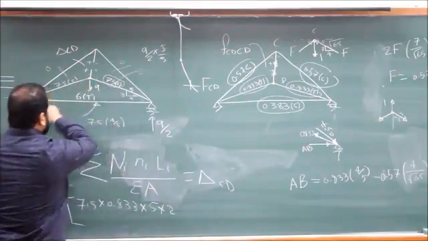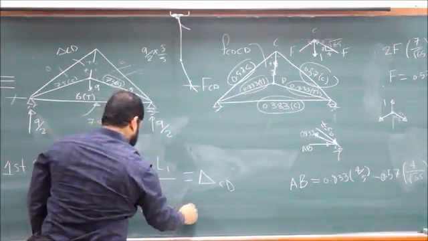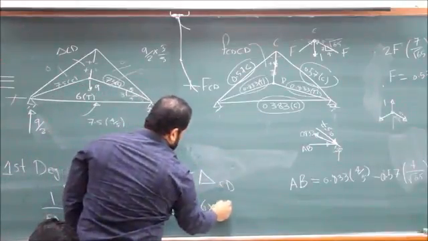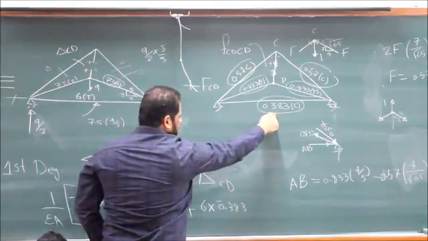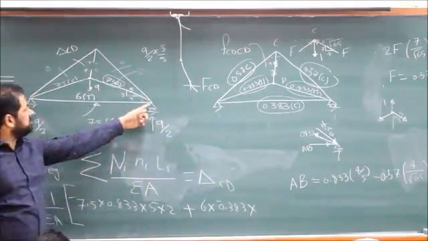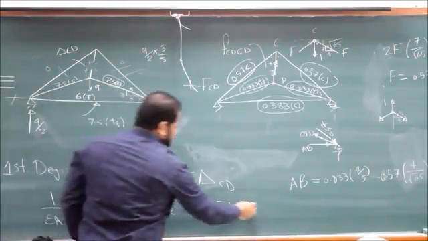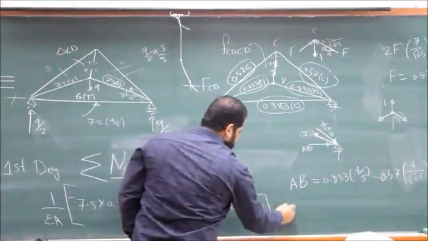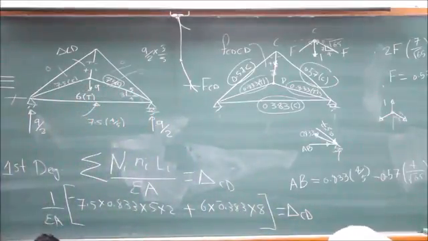Times 2. We have this number and this number, they are the same. Okay? Plus this number, 6 times 0.383 negative. The 0.383 is negative. Times what's the length? What's the length of this number? 8? 8. 4 and 4. 8. That's your delta CD.